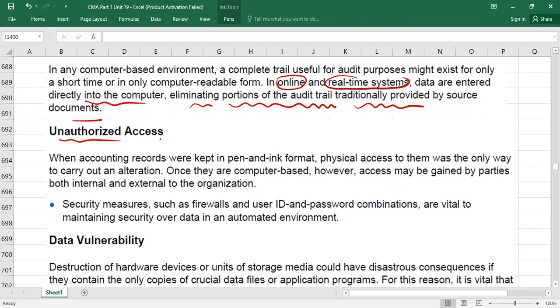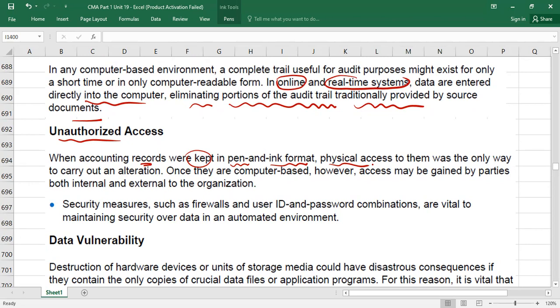For example, you are working as an accountant, right or wrong? When accounting records were kept in pen and ink format, when your work was manual, if you wanted to access any files, maybe you had to physically go there and access that data. But nowadays, because we apply computers, what is the risk to data?